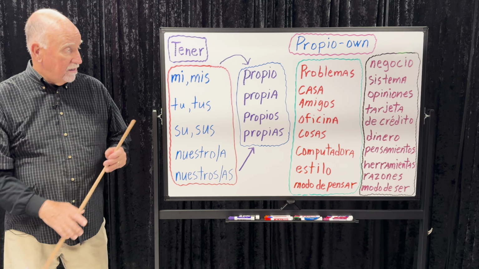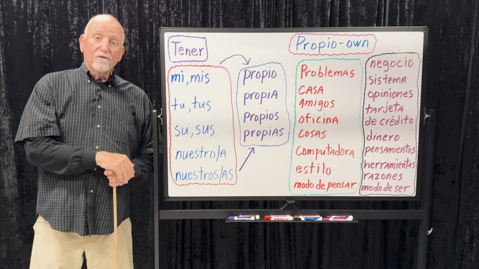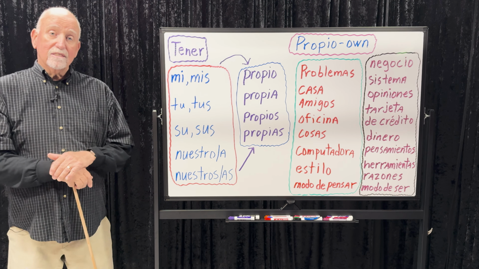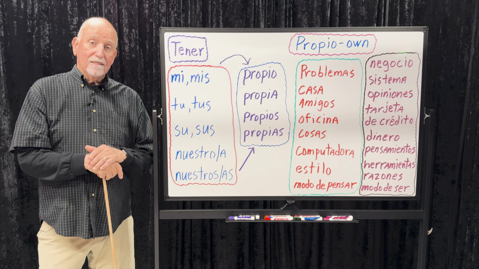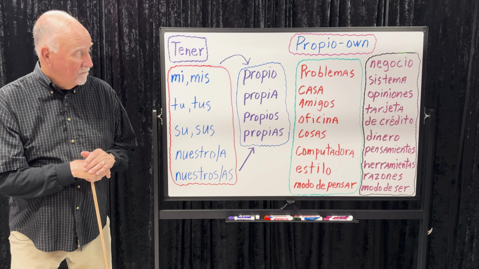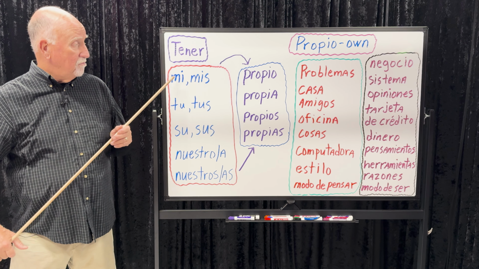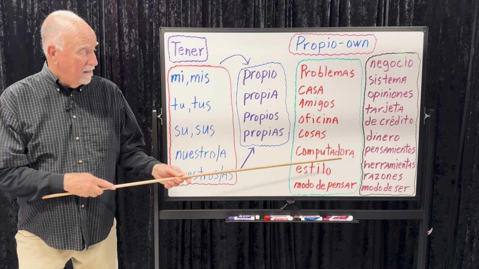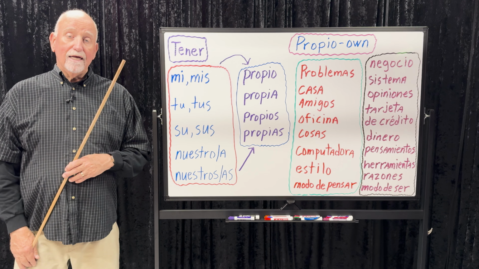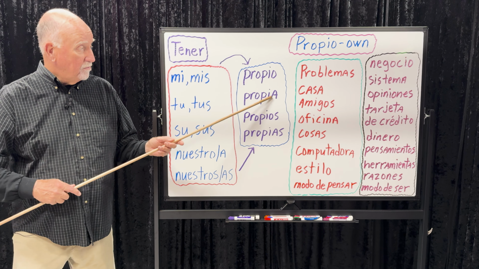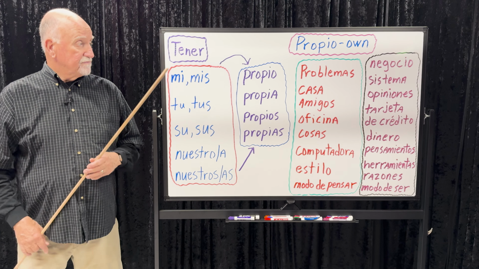Estilo. Frank Sinatra had his own style. Well, I'm going to take this into the imperfect. Frank Sinatra tenía su propio estilo. Frank Sinatra had his own style. Tenía su propio estilo. I have my own computer. Yo tengo mi propia computadora. Dad has his own office. Papá tiene su propia oficina.